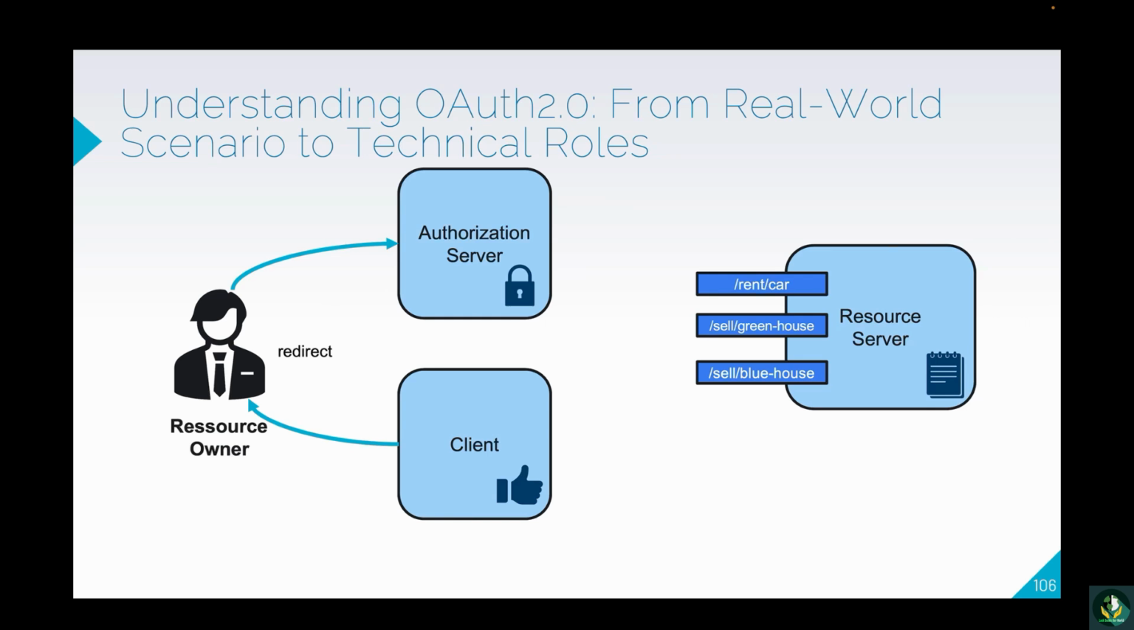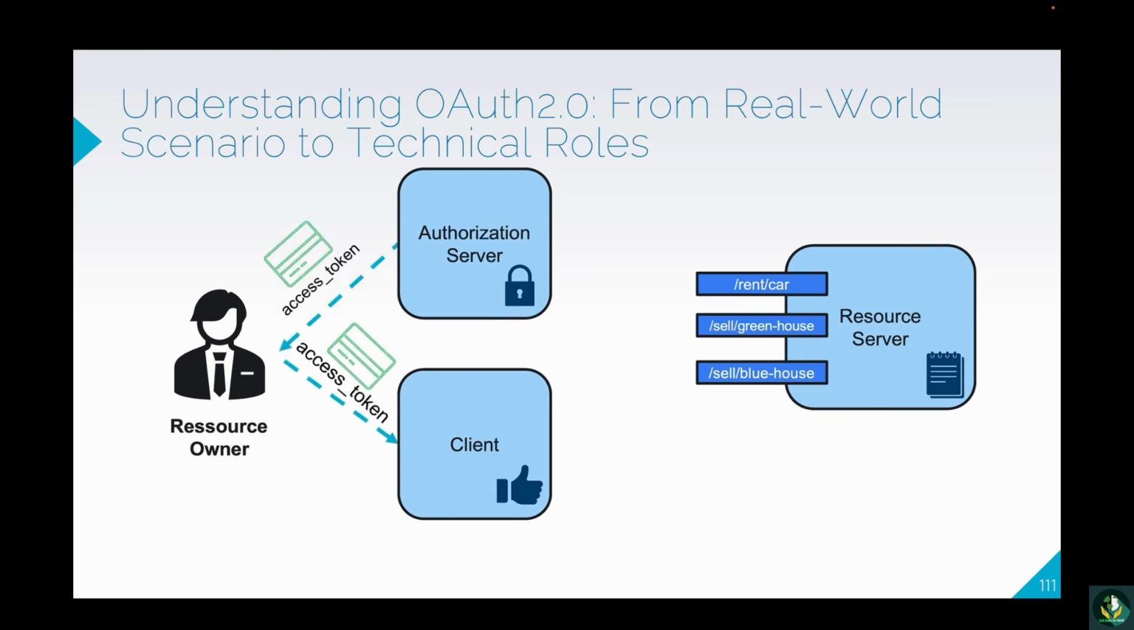And in this way, you don't have to give your username and password to third-party applications. You only share them with your trusted authorization server. The resource owner provides his credentials, such as a username and password, and the authorization server verifies them. The authorization server then asks the resource owner to review the permissions that will be granted to the client. If the resource owner agrees, the authorization server issues an access token.